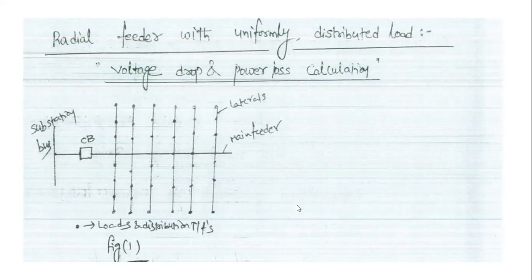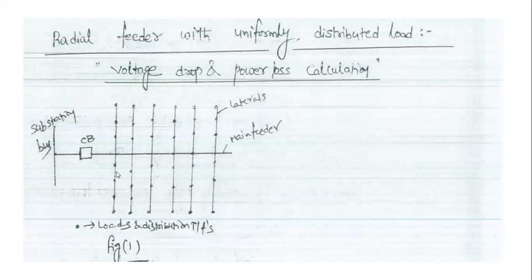Okay, this is the diagram for the calculation of the radial feeder. Once again I am explaining. This is the diagram for that radial feeder. This is the substation and this is the load end. In that substation we have a number of laterals or branches.